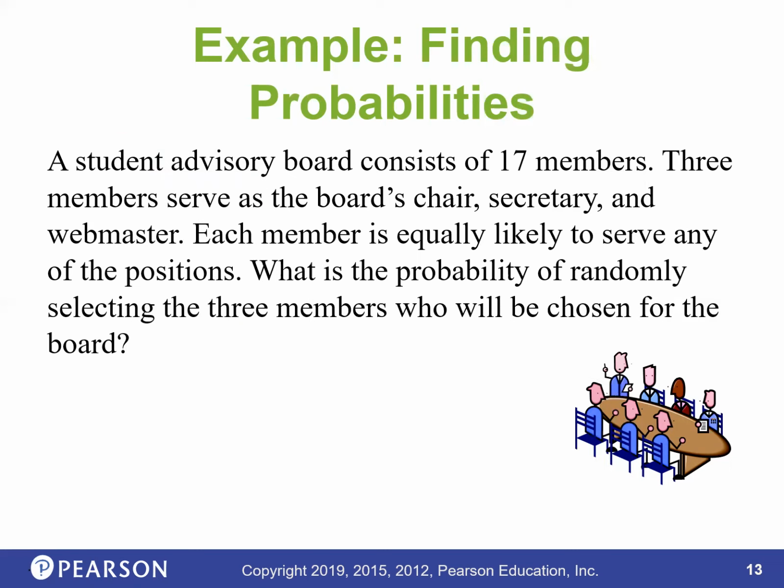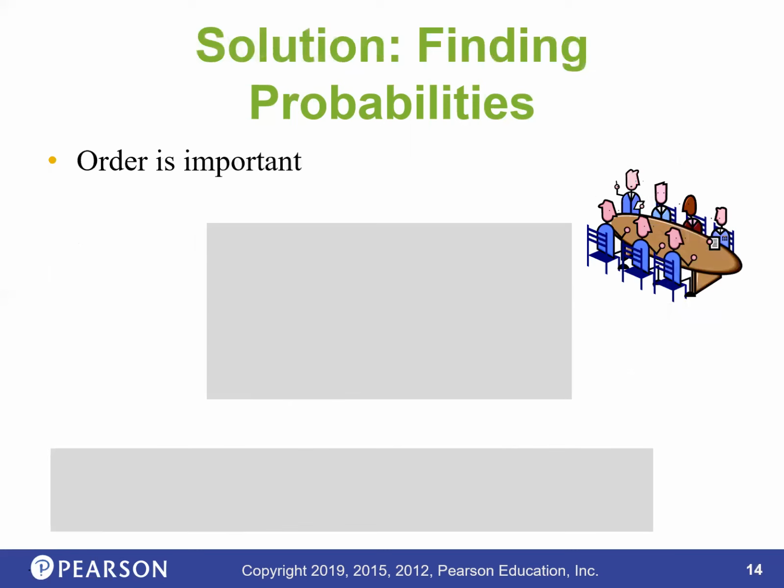Okay, so let's jump in. First things first, is order important? I think so. What are you guys saying? Because one of the selected people is selected for the chair position, one for the secretary position, and one for the webmaster position. So order does matter as they're selected. The first one is the chair, the second is the secretary, and the third is the webmaster. Since order is important, there's only one favorable outcome.